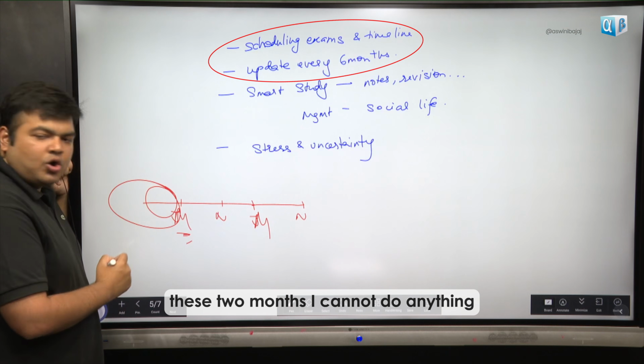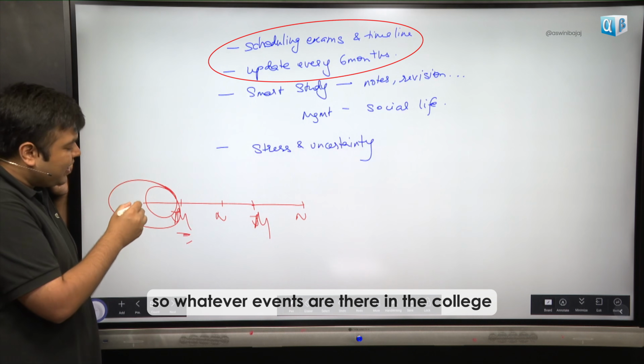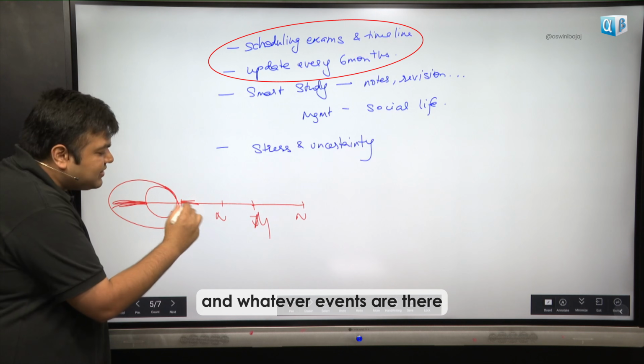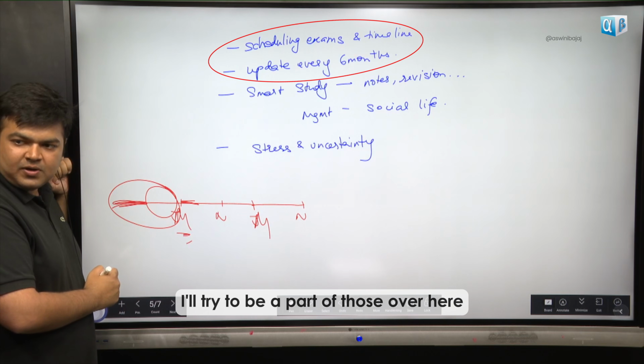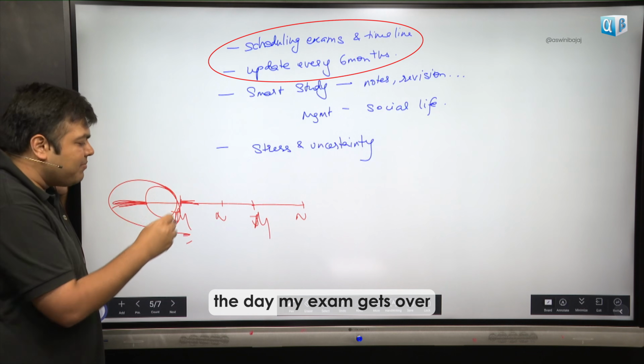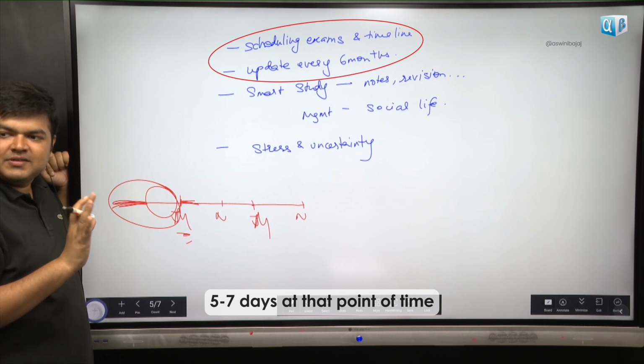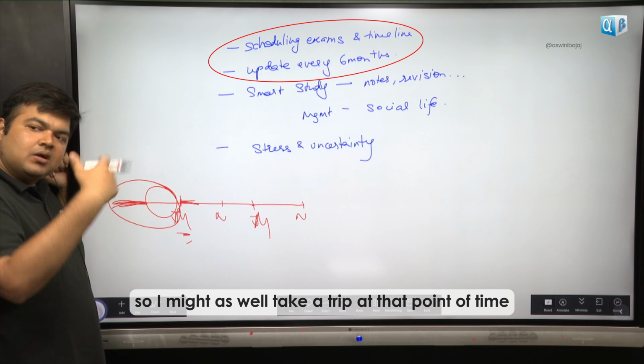These 2 months I cannot do anything. I have to sit and study. So whatever events are there in the college, I'll try to plan and be a part of it over here. And whatever events are there, I'll try to be a part of those events over here. So even if I have to plan a trip or something, the day my exam gets over, the very next day I want to go out because I know I'm not going to study for 5-7 days at that point of time. So I might as well take a trip at that point of time.